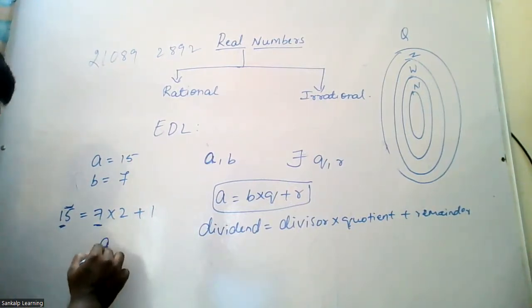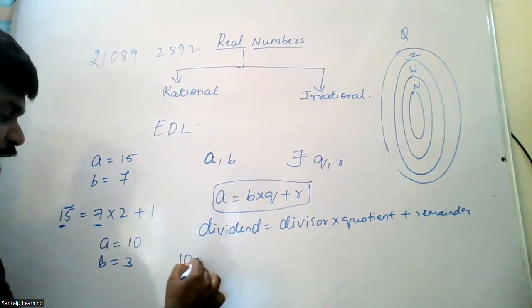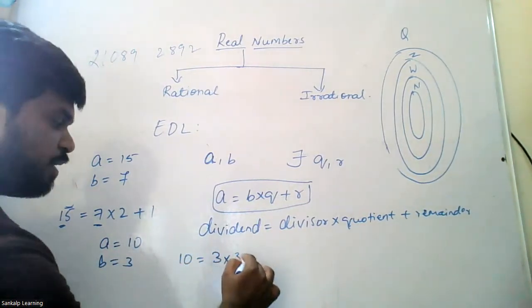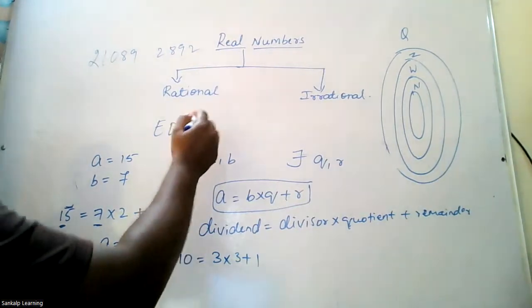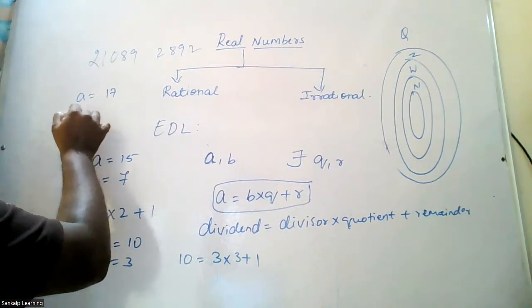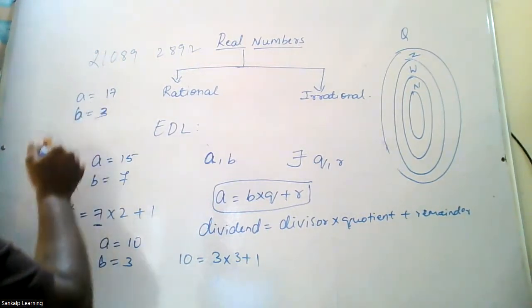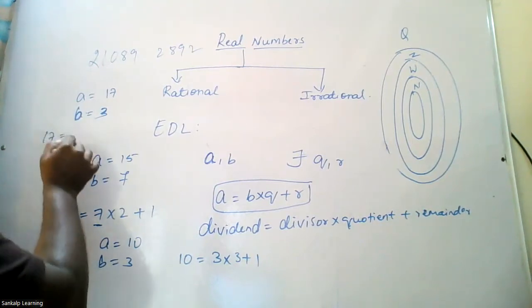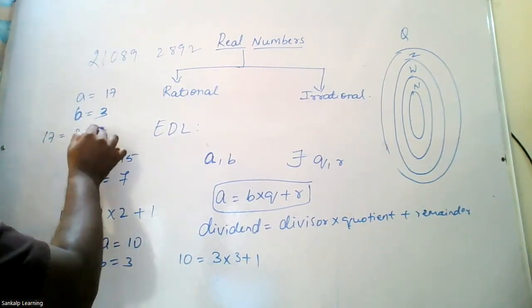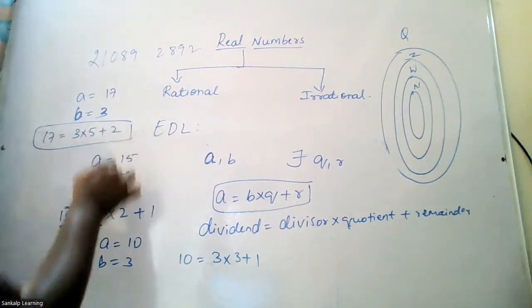Similarly, if I take a as 10 and b as 3, then this 10 can be written as 3 into 3 plus 1. If I take a as 17 and b as 3, then 17 can be written as 3 into 5 plus 2. Isn't it? We are getting a relation.